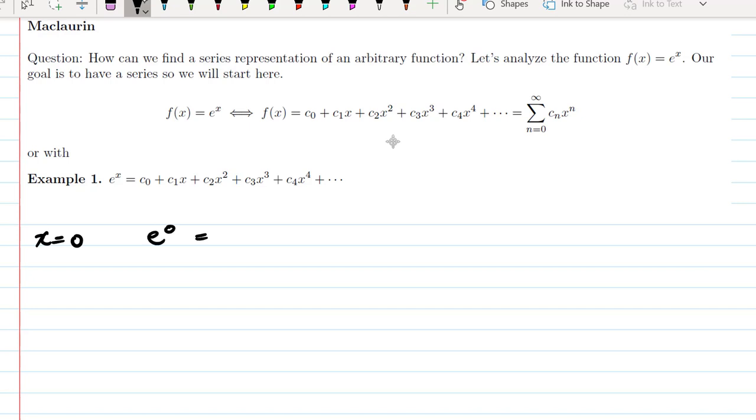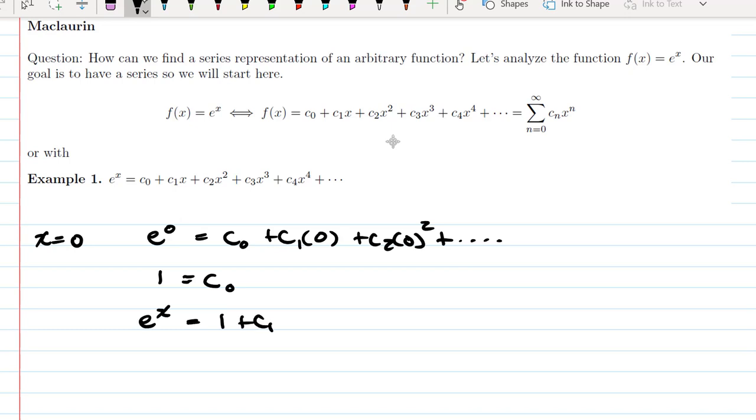We get e to the 0 is equal to c0 plus c1 times 0 plus c2 times 0 squared plus all of the other terms, which are going to have a factor of 0. So anything times 0 is equal to 0. Then e to the 0 is 1. That gives us 1 is equal to c naught. So then our series would be e to the x is equal to 1 plus c1x plus c2x squared plus c3x cubed, and so forth.